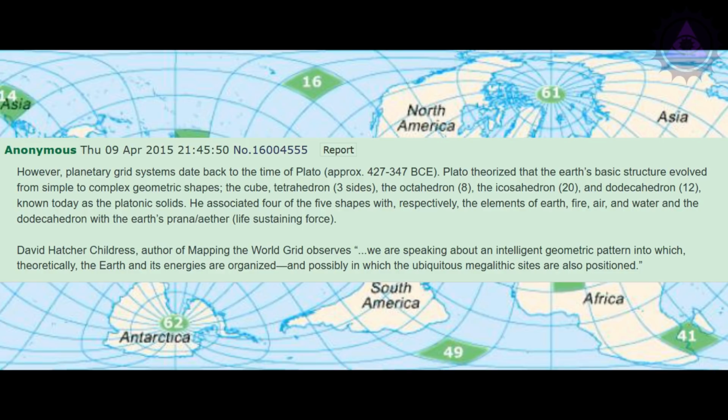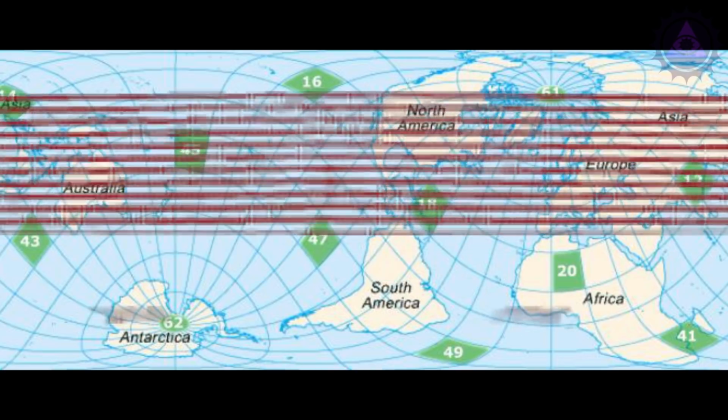David Hatcher Childress, author of Mapping the World Grid, observes, "We are speaking about an intelligent geometric pattern into which, theoretically, the Earth and its energies are organized, and possibly in which the ubiquitous megalithic sites are also positioned."